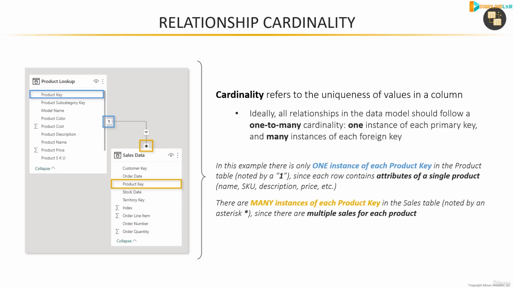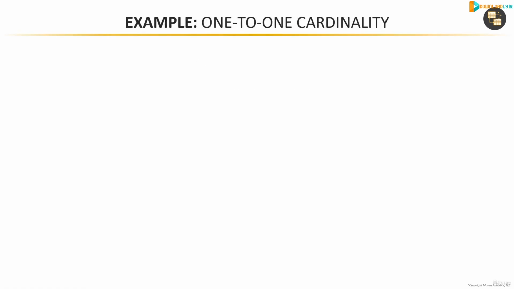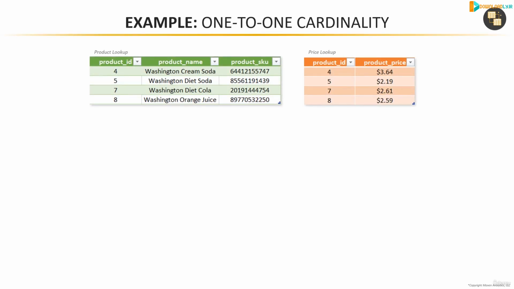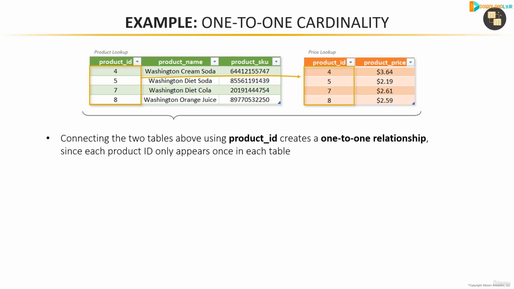But I want to show you a quick example of two different types of cardinality, one-to-one and many-to-many, just to help you understand the differences between them. First, one-to-one cardinality. Imagine you have two tables like this. You've got a product lookup table in green, and then a smaller price lookup table in orange. Both of these tables have a unique product ID column. If we were to connect the two tables using that product ID field, we would essentially be creating a one-to-one relationship, since each product ID only appears once in each table.